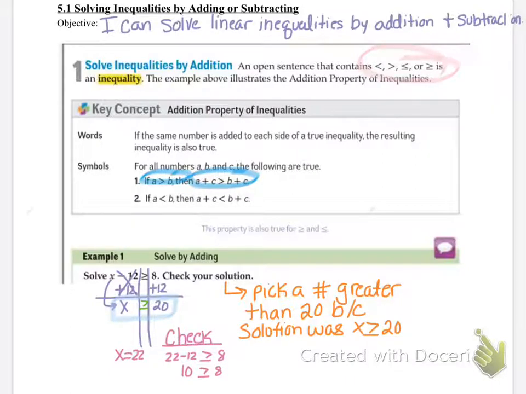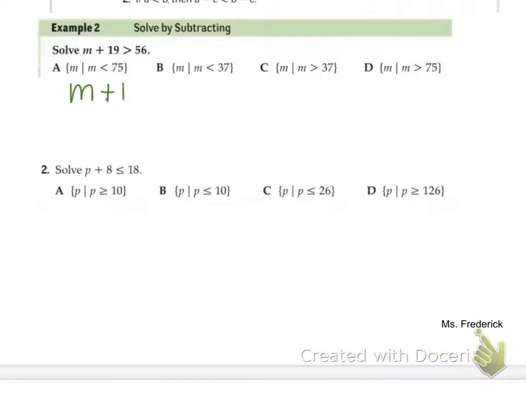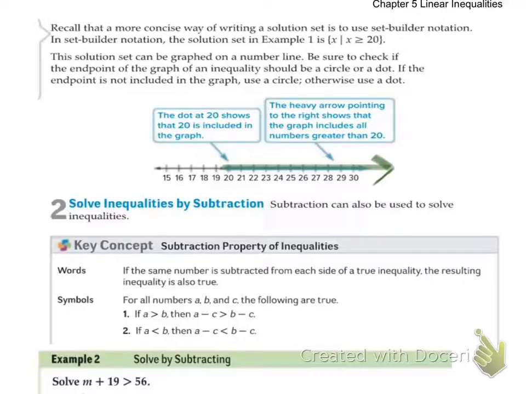So now we will look at the next slide. When we're looking at this slide, a more concise way of writing a solution is to use what's called set builder notation. We've talked about this briefly. It uses these fancy brackets, where it says fancy bracket, x, a straight line, and then the inequality x is greater than or equal to 20, fancy bracket.